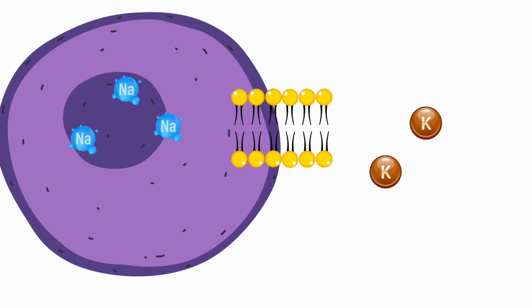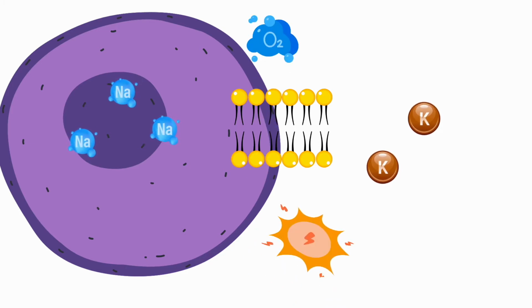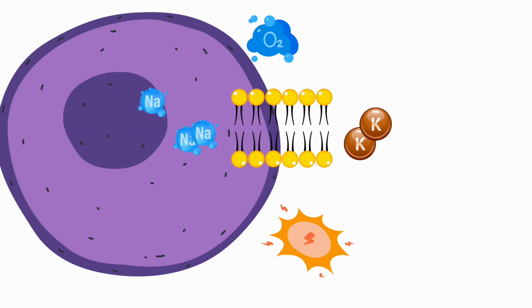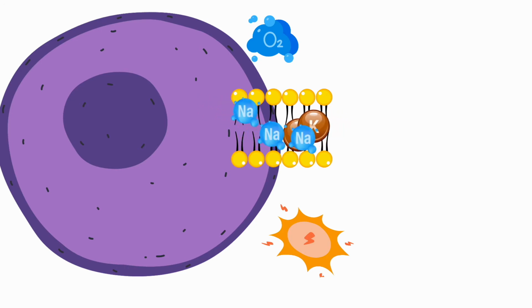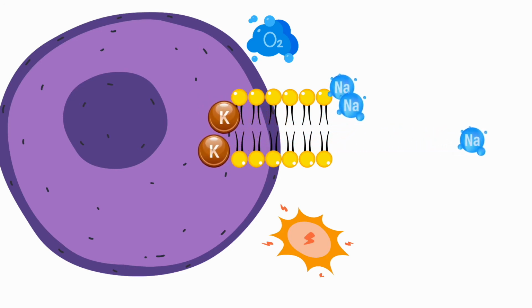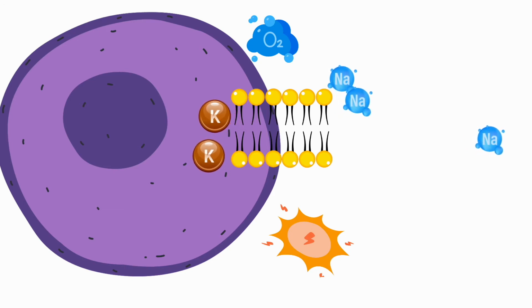This pump moves ions against their concentration gradient and therefore needs energy and oxygen in order to move 3 sodiums outside of the cell and 2 potassiums inside of the cell. Again, this is against the normal gradient of these cells, therefore requires both energy and oxygen in order to do this.